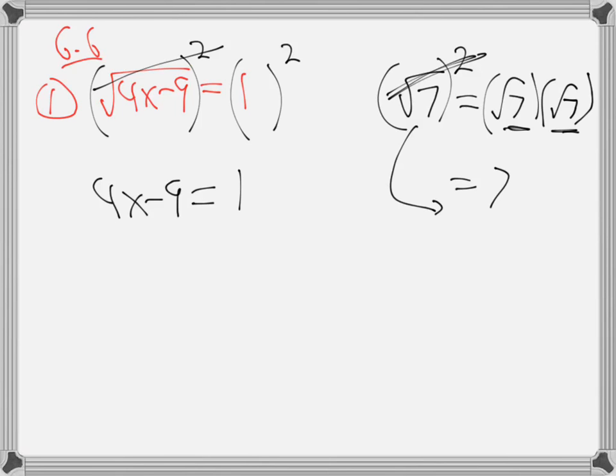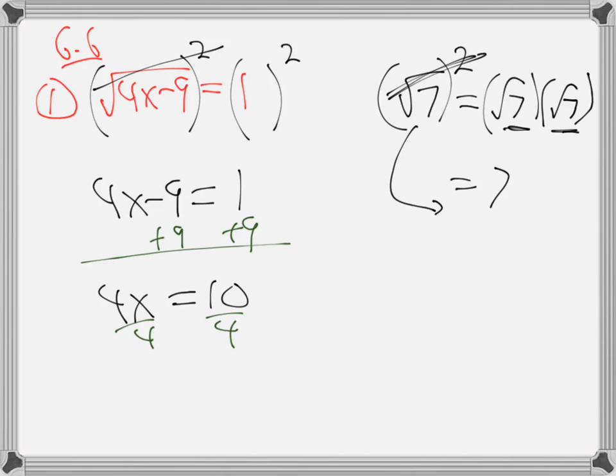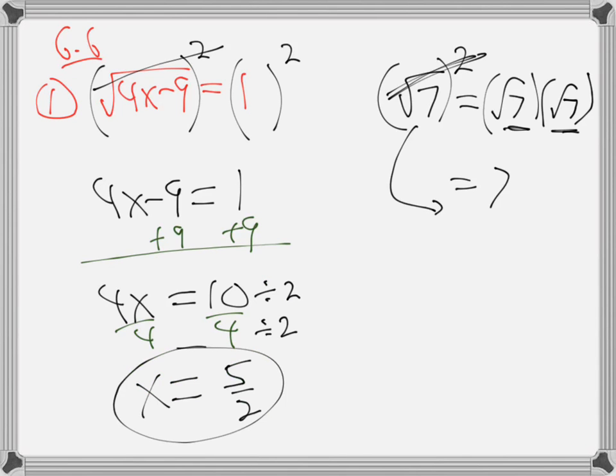And now you know how to solve for x from here, right? Just add the 9. 4x is 10. Last step. Divide by 4. X is... And you got to reduce all fractions, huh? So divide top and bottom by 2 there. Be 5/2. We're done. Is that good? Is it making sense?